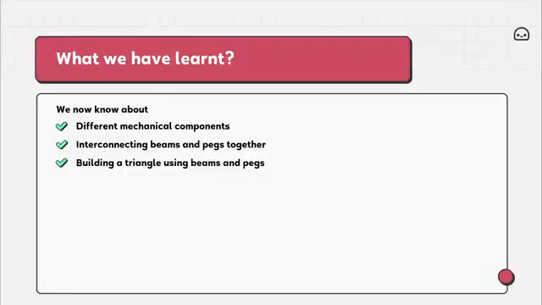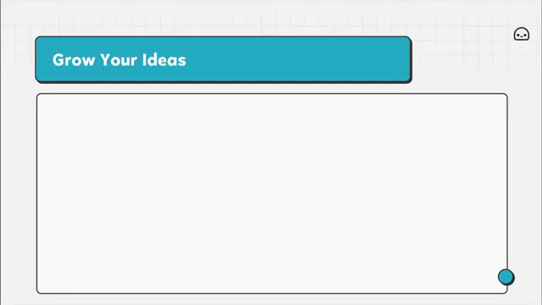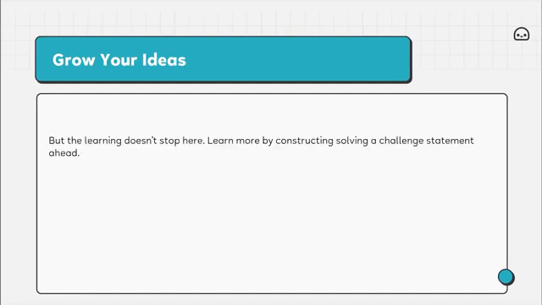We have learnt about different mechanical components. We have learnt about interconnecting beams and pegs together. We also learnt about building a triangle using beams and pegs. We have now learnt about beams, types of joints, and constructing simple structures using them. But the learning doesn't stop here. Learn more by solving a challenge statement ahead.